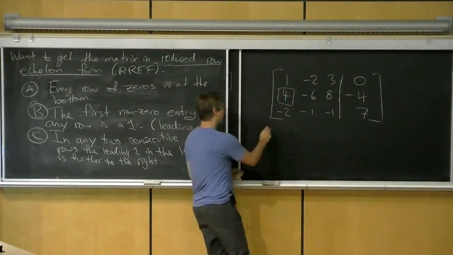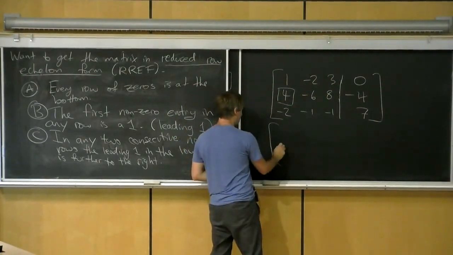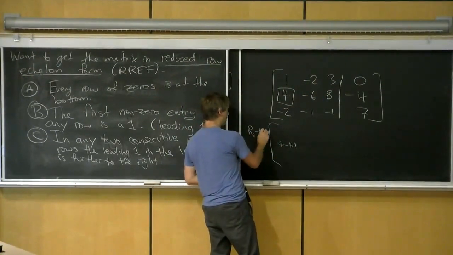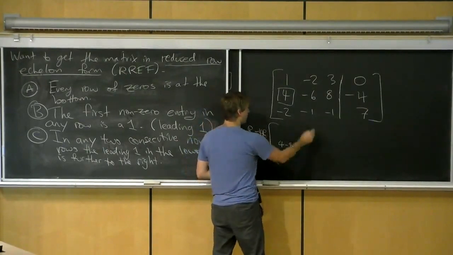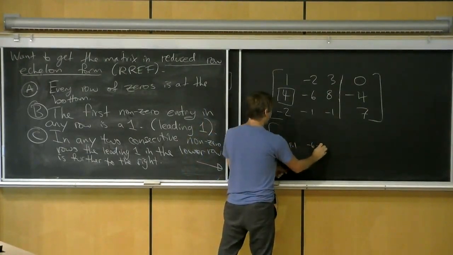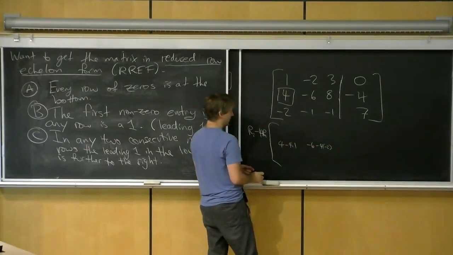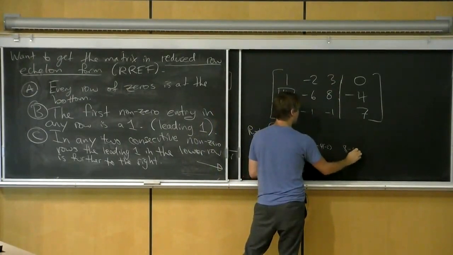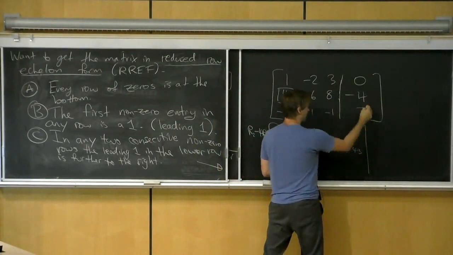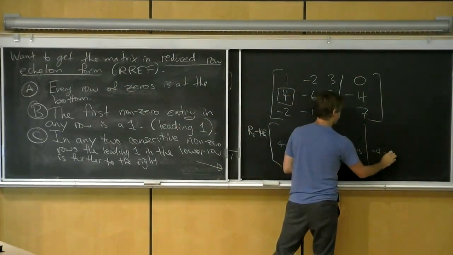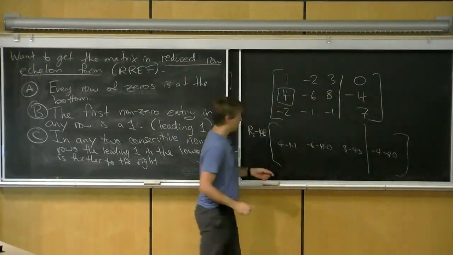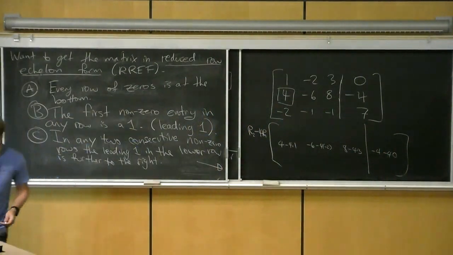So here what I'm going to get, instead of having a 4, I've got 4 minus 4 times 1, because I'm taking row 2 minus 4 row 1. But that's 0. Here, I'm getting negative 6 minus 4 times negative 2. Here, I'm getting 8 minus 4 times 3. And there I'm getting negative 4 minus 4 times 0. Right, and these are the numbers I've got here, 0, 2, negative 4, negative 4.